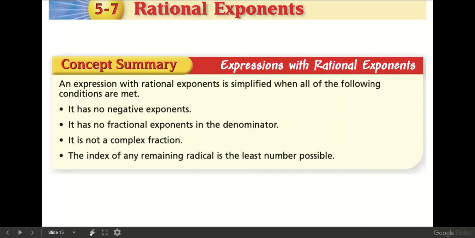So in conclusion, here is the concept summary of expressions with rational exponents. An expression with rational exponents is simplified when all of the following conditions are met. It has no negative exponents. It has no fractional exponents in the denominator. It is not a complex fraction. And the index of any remaining radical is the least number possible. So those are the key ideas when simplifying expressions with rational exponents.